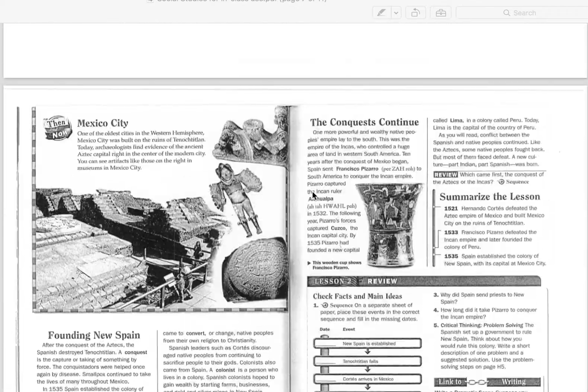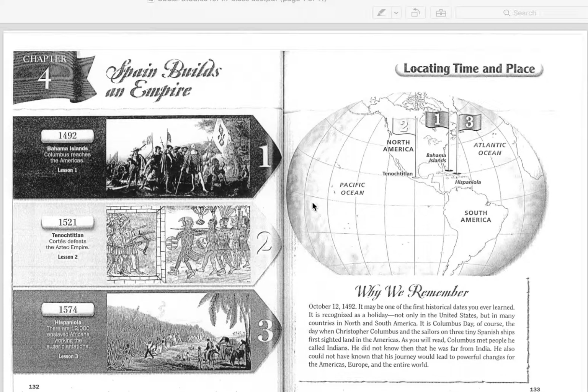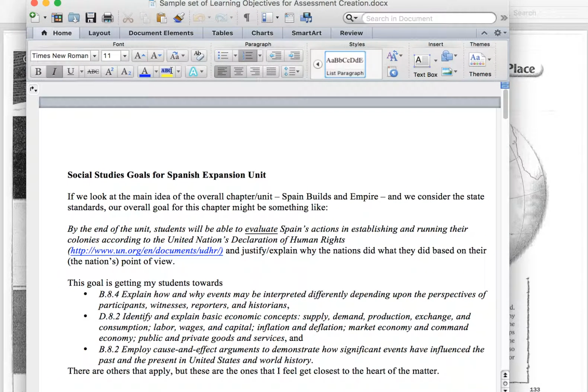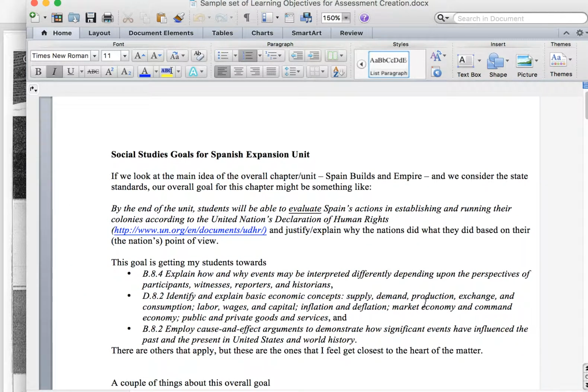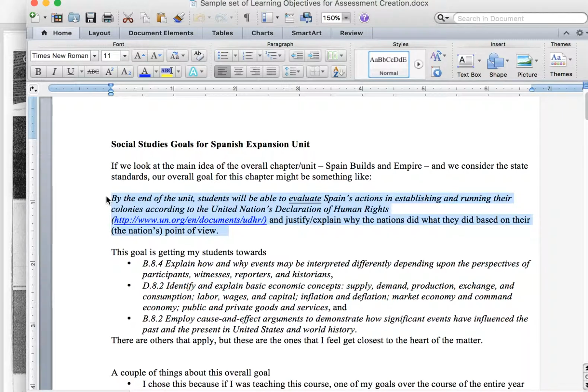And so when I look at this and I'm trying to figure out, well, what is the point of all this stuff? I should go to the standards and try to figure that out. Just as an example, I came up with this. Again, I want the overall goal to be something that is higher level thinking in the sense of analysis, synthesis, or evaluation. For my unit, I would say by the end of the unit, students will be able to evaluate Spain's actions in establishing and running their colonies according to the United Nations Declaration of Human Rights.